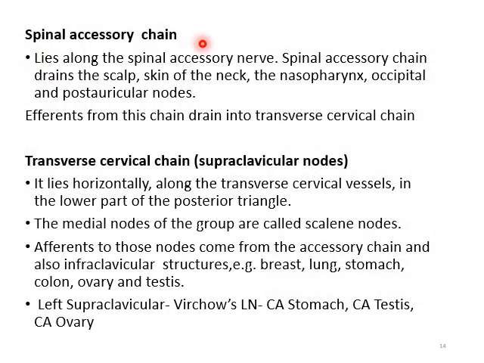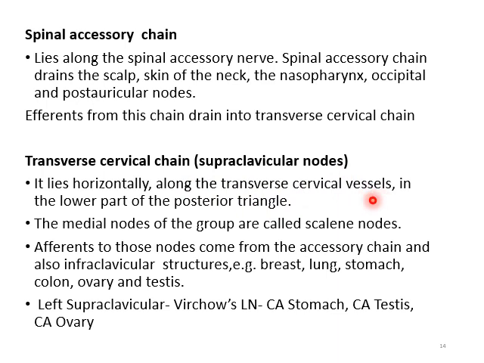Now the spinal accessory chain. This lies along the spinal accessory nerve in the posterior triangle, and this drains the scalp from the back, skin of the neck, the nasopharynx, and the occipital and postauricular groups of lymph nodes. The efferents from there pass to the transverse cervical chain, which is the supraclavicular group of lymph nodes. They lie along the transverse cervical vessels, which are derived from the subclavian artery.